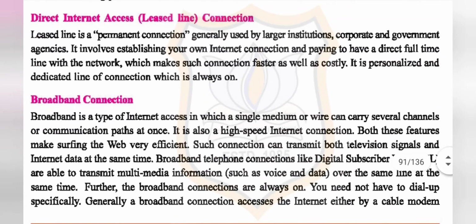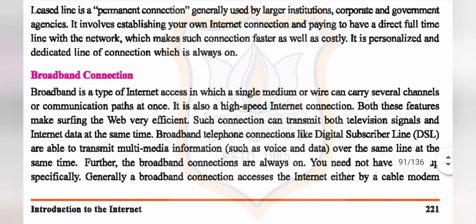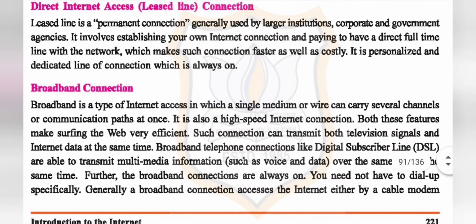Direct internet access, lease line connection. Lease line is a permanent connection generally used by larger institutions, corporate and government agencies. It involves establishing your own internet connection and paying to have a direct full-time line with the network, which makes such connection faster as well as costly. It is personalized and dedicated line of connection which is always on.